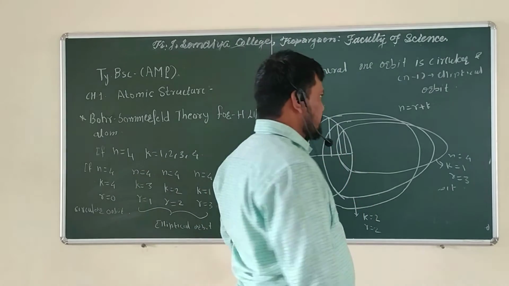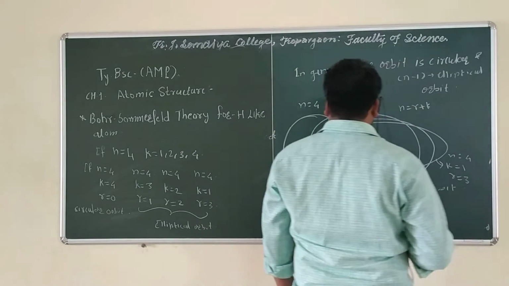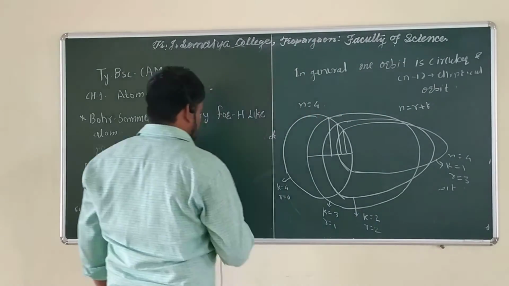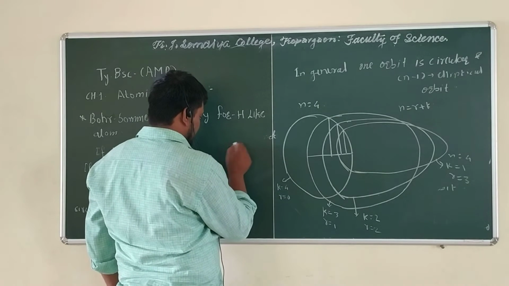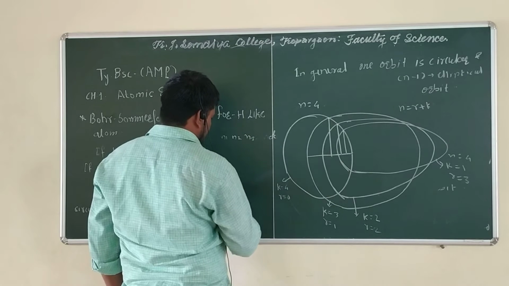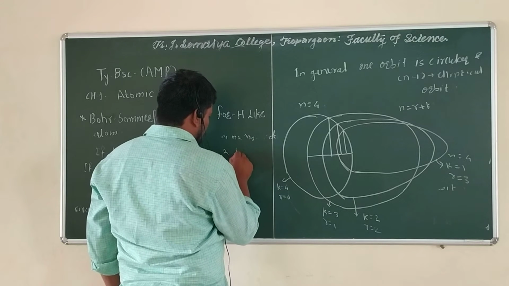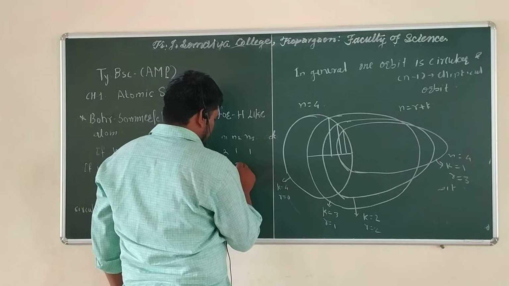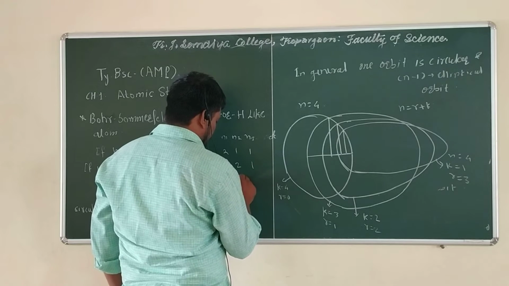For example, suppose we consider the degeneracy taken by n1, n2 and n3. Suppose 2 1 1, 1 2 1 or 1 1 2.